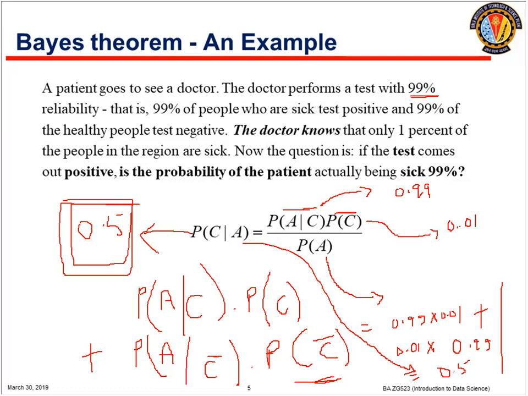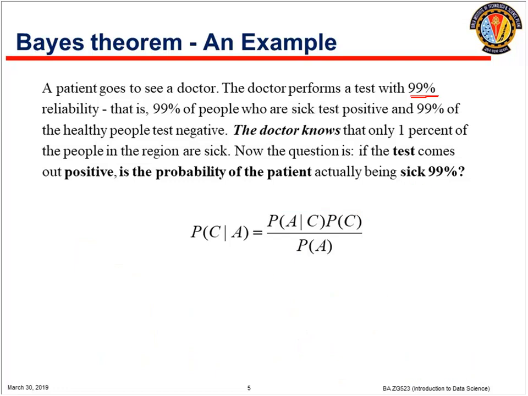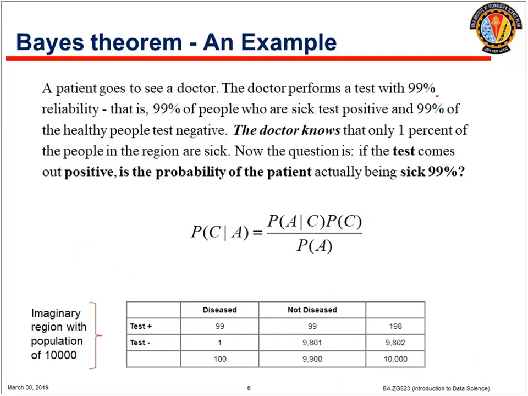only then the treatment starts. Okay, so this is Bayes theorem. Now let's look at an example of this. If this formula is not as intuitive, let's look at an example.